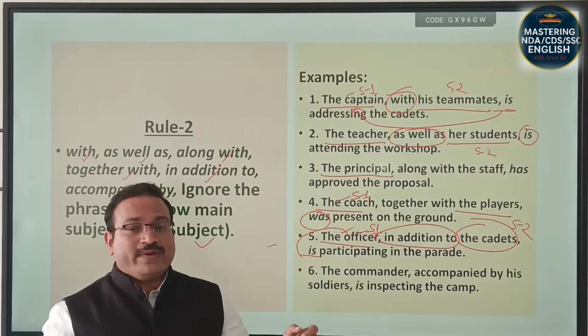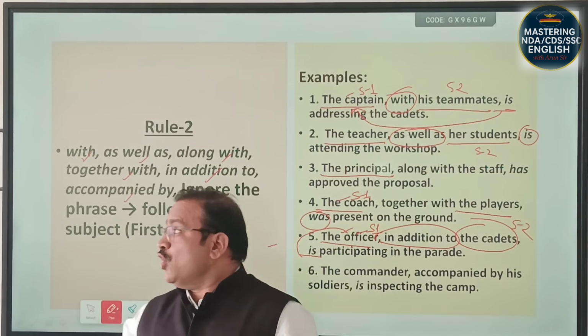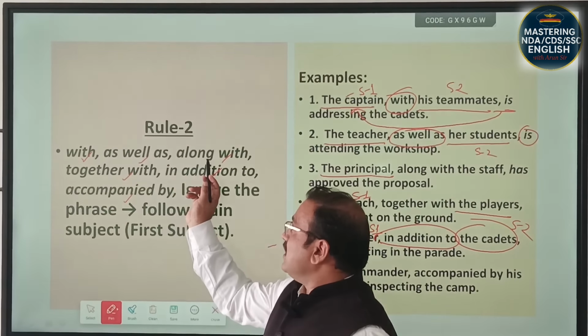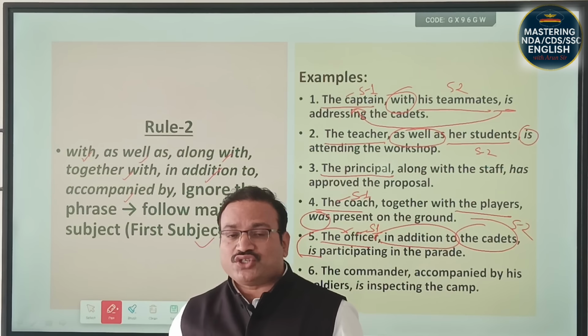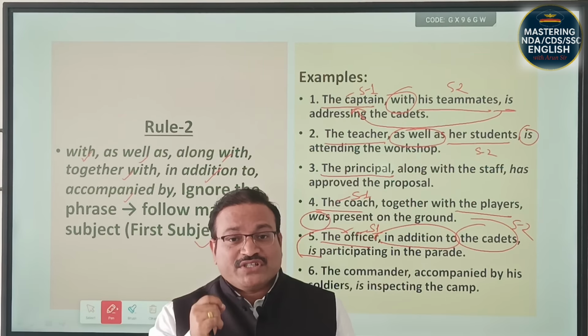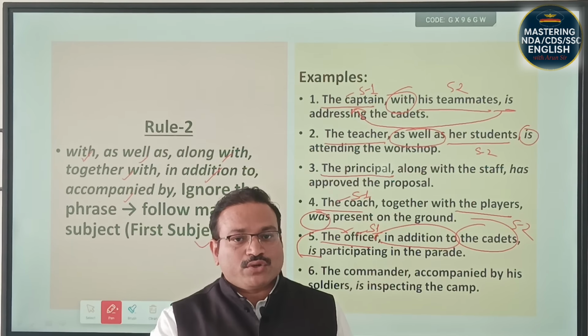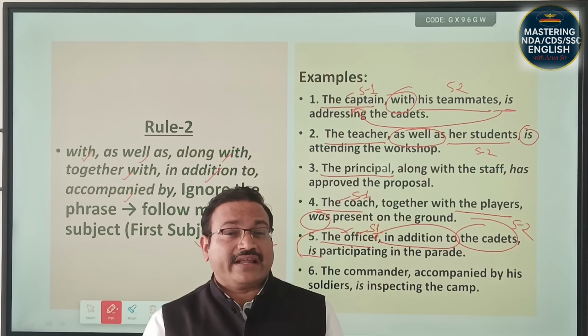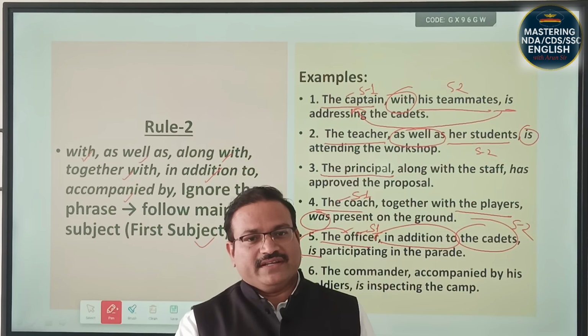So the rule is when two subjects are joined by with, as well as, along with, together with, in addition to, then subject 1 will be the main subject of the sentence and verb will agree with the first subject.